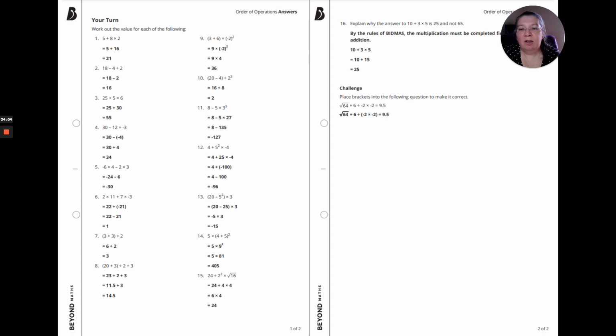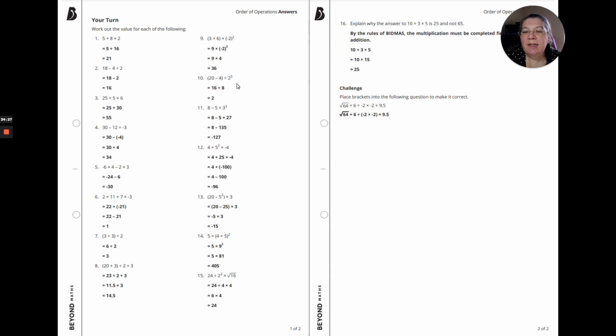Question 9, 2 lots of brackets and an indices to do there. So 3 plus 6 is 9. Minus 2 squared. So minus times a minus makes a plus. So we have 9 times 4, which is 36.